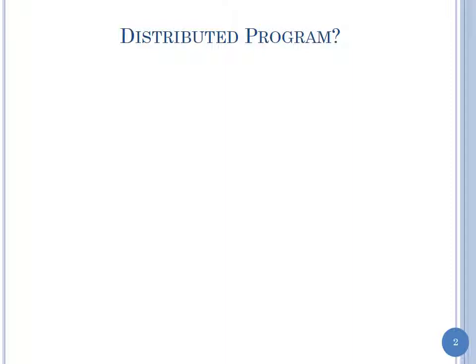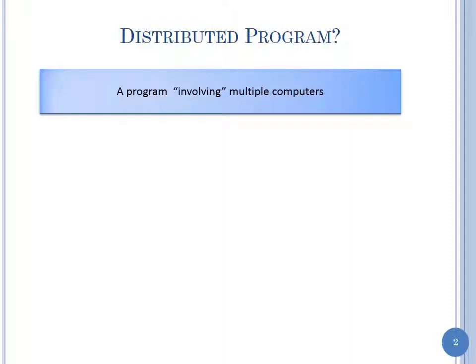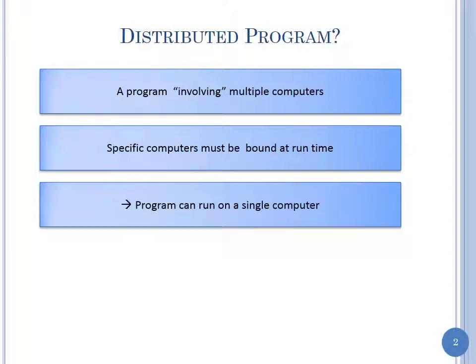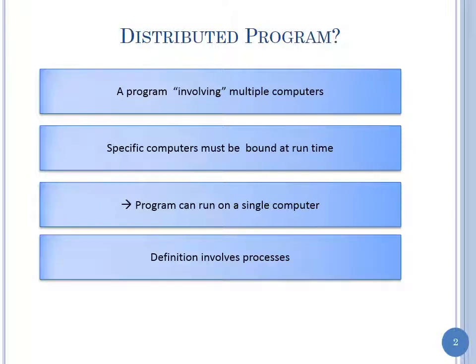Okay? And that coupling can be in many ways, okay? But typically the coupling is called inter-process communication, where the processes do talk to each other. Okay? And so I think we've got it. It's a program involving multiple computers, or at least the ability to involve. But the specific computers are bound at runtime. And you might just have it run all in one computer, which means the program can run on a single computer. And the definition involves processes. So without the notion of a process, we can't define what a distributed program is.